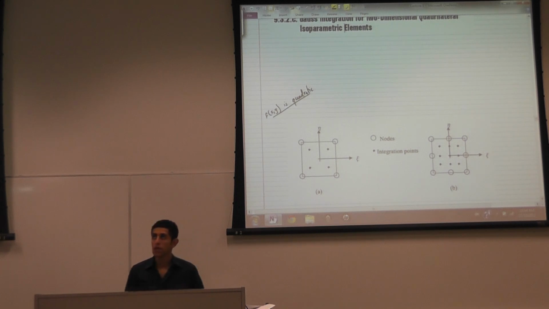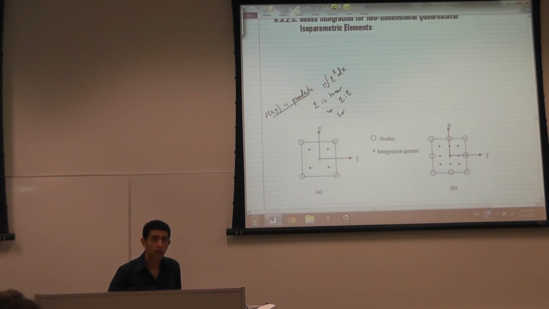We know that the strain here is linear, and I'm calculating the strain squared, or I'm integrating the strain squared, and so the function is quadratic. Because the function is quadratic, the best way to calculate this, so here the strain is linear, so the strain squared is quadratic.